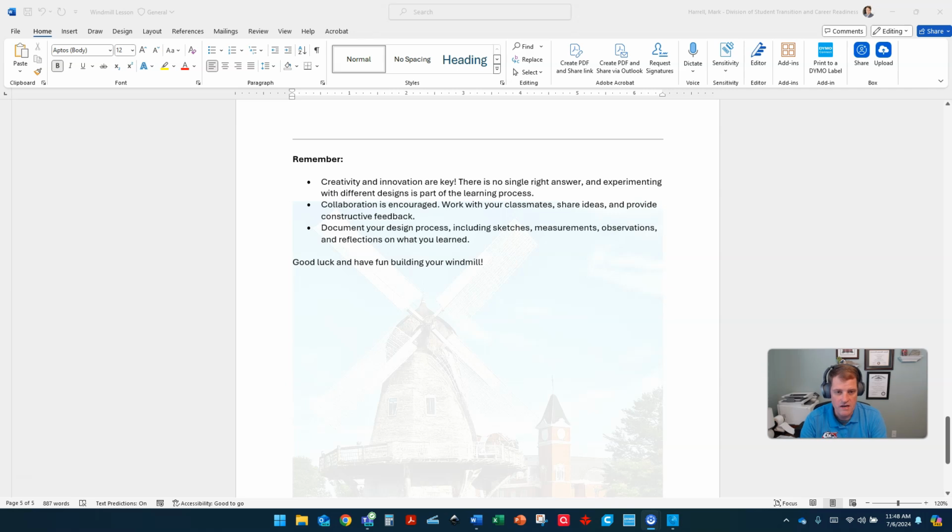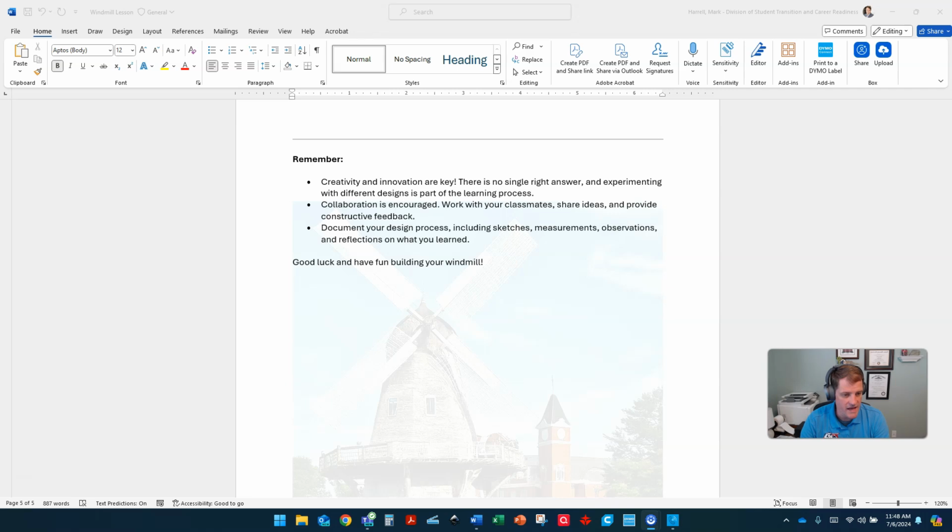And then finally, what do they need to remember? Creativity and innovation are key. Students need to understand there is no single right answer. Some of them may fail. They need to pick themselves back up and try a different design. That's all part of our 6E model. And they also need to experiment with different designs. The first idea is not necessarily going to be the best.